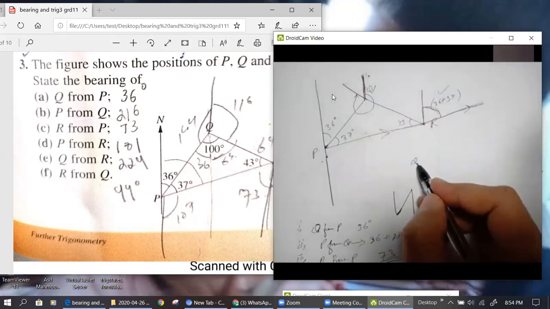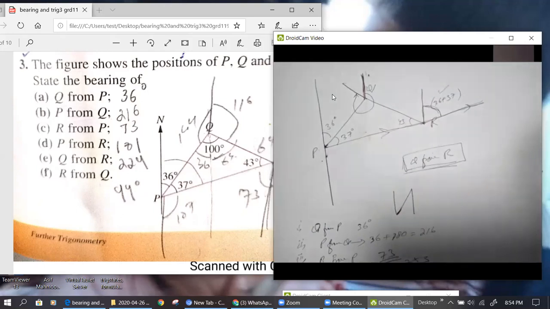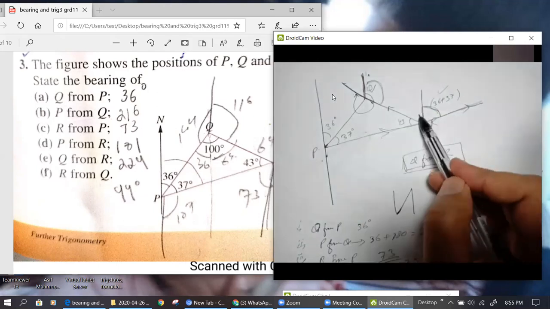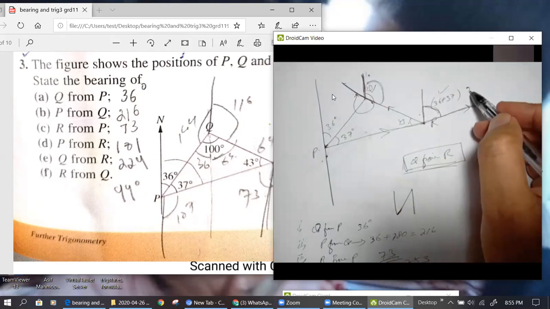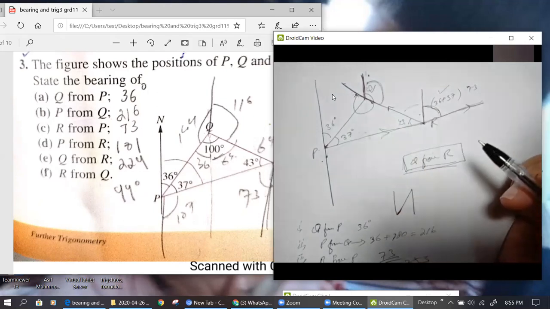So Q from R. From R you are going to this one, meaning still here, right? If I know this angle, I will add 180, because this is a straight line. So for this angle, what will I do? I will use this angle, right? This was 43. This was 73, I think. Add 43 and 73 and help me to find this one first. 43 and 73, 116. Or subtract from 180.